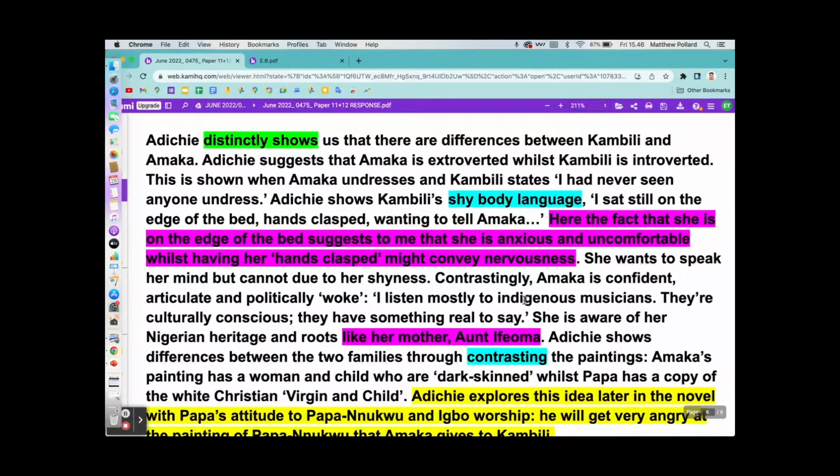Next paragraph. Adichie distinctly shows us that there are differences between Kambili and Amaka. Adichie suggests that Amaka is extroverted, whilst Kambili is introverted. This is shown when Amaka undresses and Kambili states, "I'd never seen anyone undress." Adichie shows Kambili's shy body language. "I sat still on the edge of the bed, hands clasped, wanting to tell Amaka." Here, the fact that she is on the edge of the bed suggests to me that she is anxious and uncomfortable, whilst having her hands clasped might convey nervousness. She wants to speak her mind, but cannot due to her shyness.